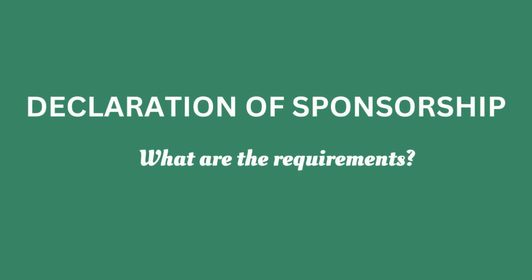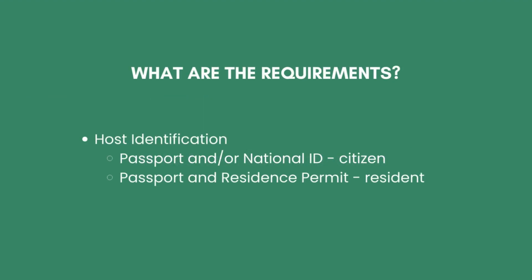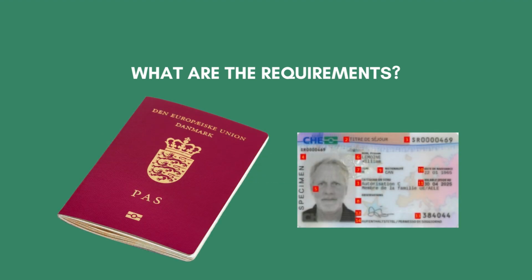Now, the next question is, what are the requirements? First and foremost, the host identification. If the host is a citizen of the Schengen area, or rather a citizen of the country where you are applying from, then the passport and or the national ID. If the host is a resident of the country, then the passport plus the residence permit. Now take note, the residence permit should be valid at the time of the application.